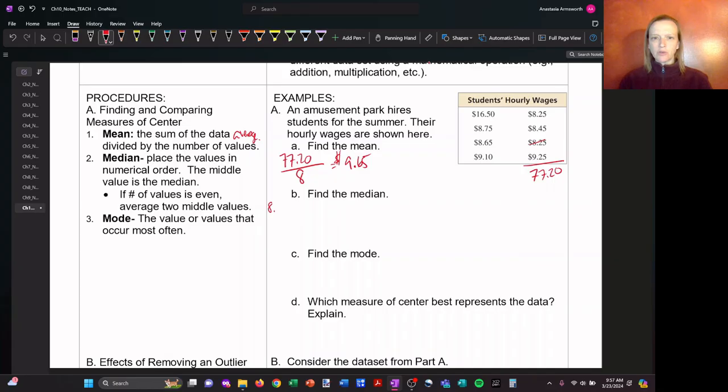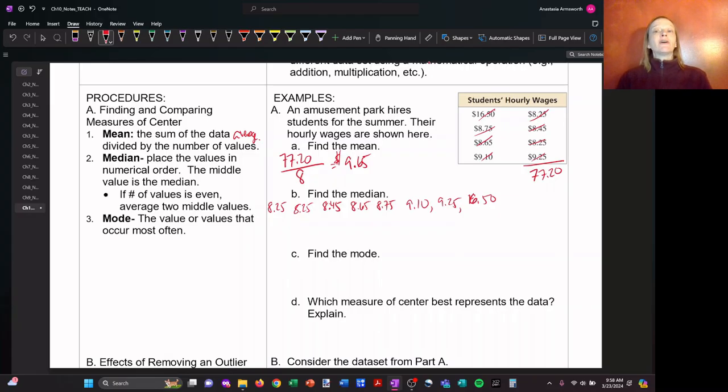So let's see, $8.25 is the lowest number, and there are a couple of those. You do list each 8.25 separately because the number appears twice. Then we've got the 8.45, then 8.65 and 8.75. Then we've got $9.10, $9.25, and the $16.50. So we've used up all of those values now.